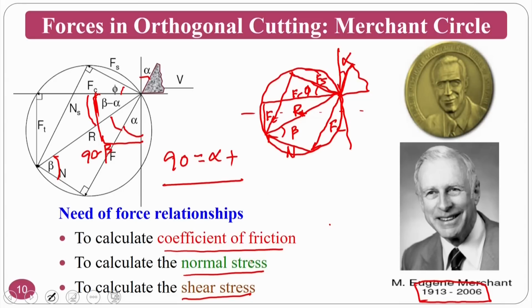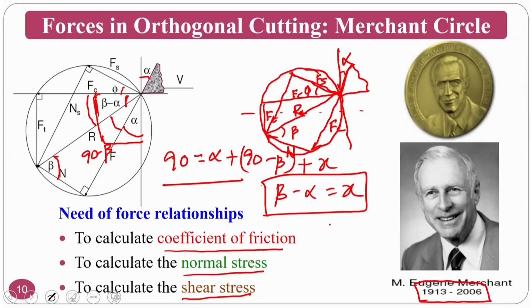Okay, so alpha plus 90 minus beta, this angle plus x, assume that x. If you can calculate, now your x will be beta minus alpha equal to x. So that is nothing but this angle. Okay, so this is how you can calculate all the things. So that's how the x which I want to calculate is beta minus alpha.